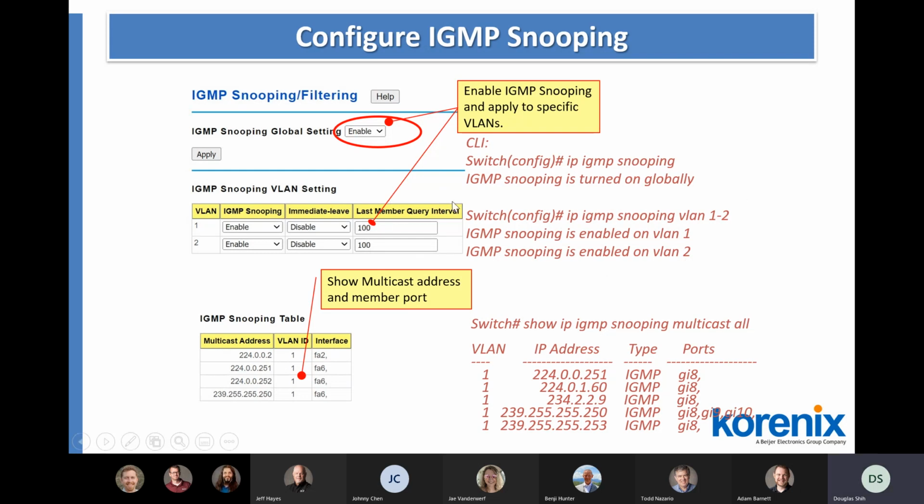And this depends on the last member query interval. And we can check the information on the IGMP snooping table. This table displays the IGMP groups running on the switches. They include the multicast address, the VLAN ID, and the interface. We can also use the CLI to check that.